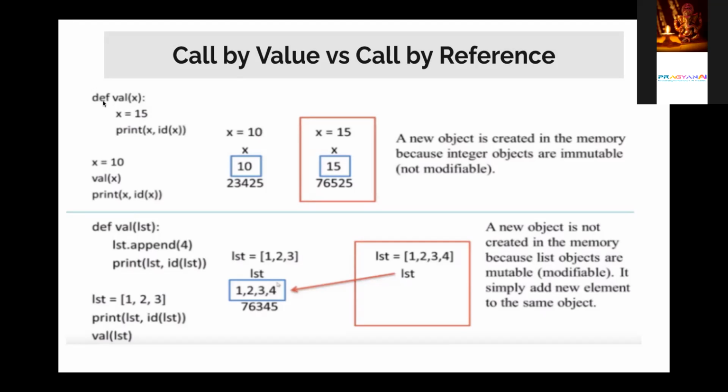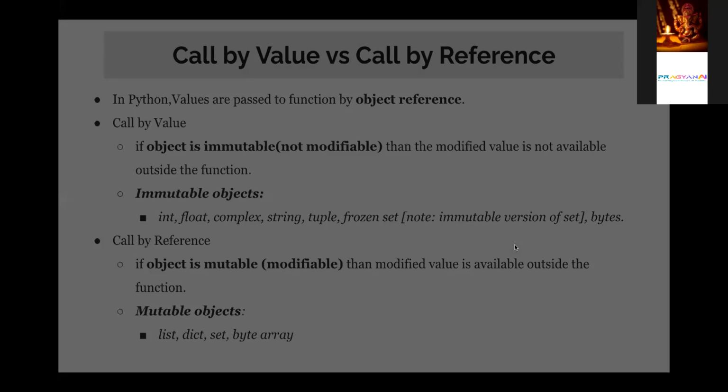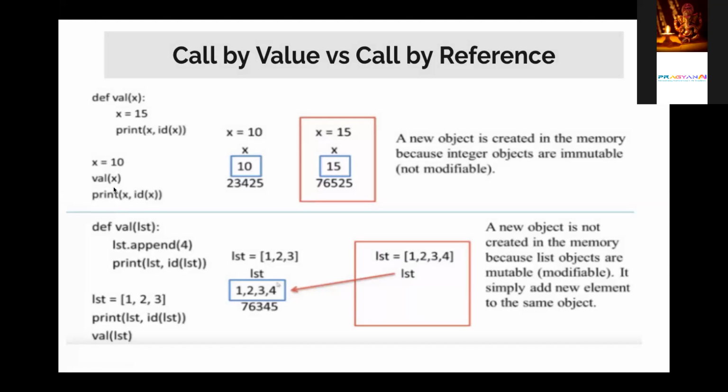So how should I call that function? You have to use that name to call it. Before calling, I'm allocating x, which is another variable, x equal to 10, and then I'm passing it here. It is like I'm passing the cup here. So what happens when I pass it here?